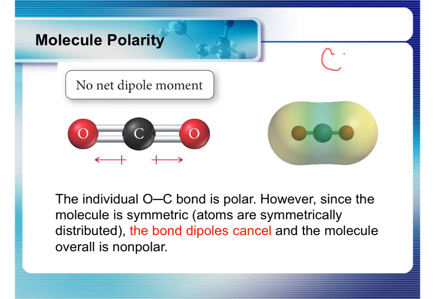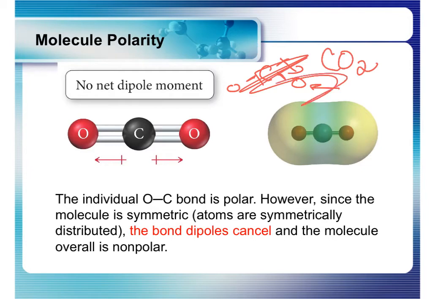CO2, carbon dioxide, okay? What if you just didn't know the shape, and let's say you drew it kind of like a water molecule, bent, okay? You would say, oh yeah, that's polar. The carbon-oxygen bond's polar. I know the carbon-oxygen bond is polar because oxygen is a lot more electronegative than carbon, but you'd be wrong.